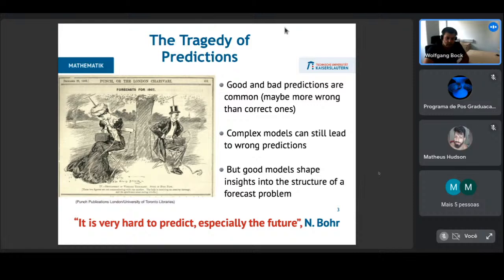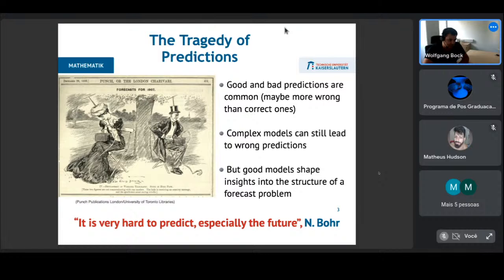So what are good models? What I want to say is these things that we are doing, we use them for predictions, but we use them quite late for predictions. We started to work with predictions maybe November last year.